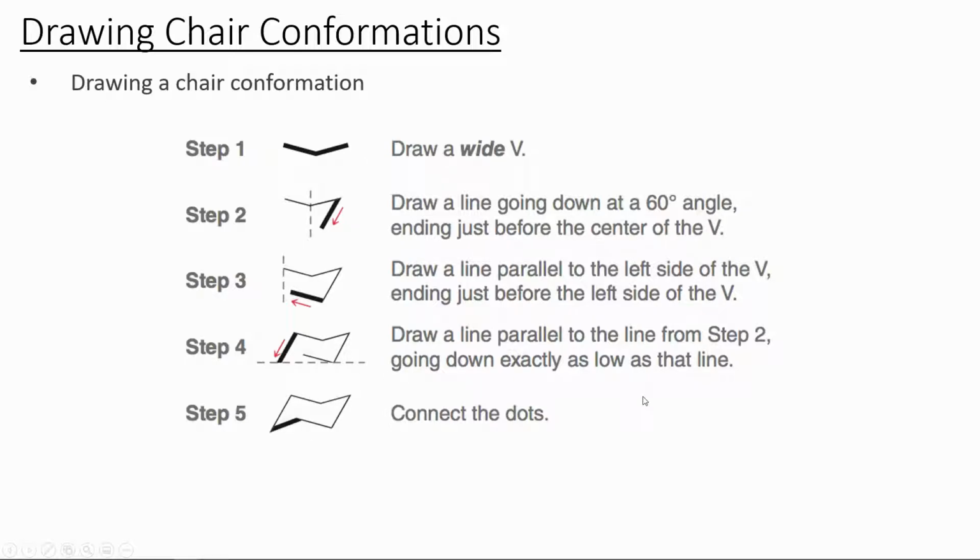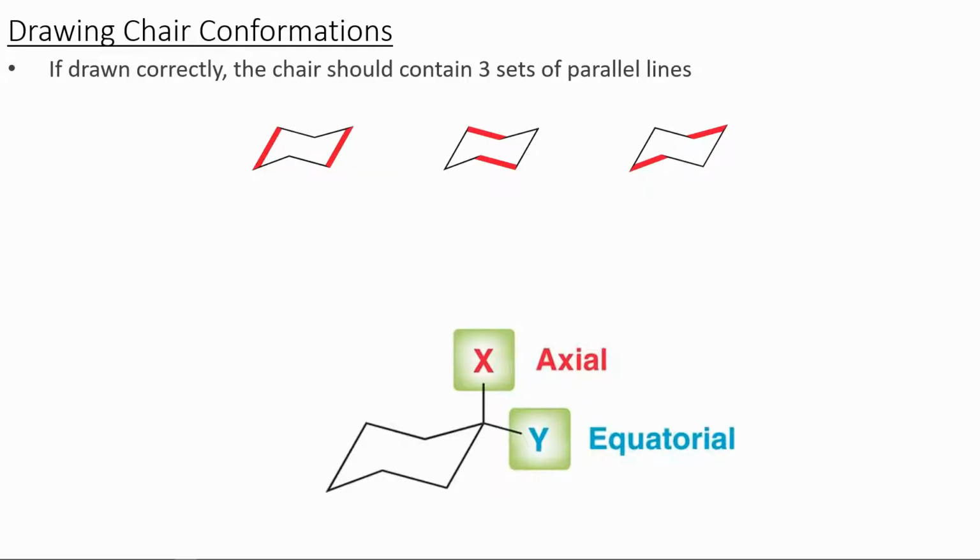And so you're basically drawing out 3 sets of parallel lines, and the best advice I can give you is to just practice. Draw as many of these as you can, because we'll be using cyclohexane a lot throughout the course, so you need to be able to draw the 2 different chair conformations. You can kind of compare the molecules here on top to the molecules on bottom. They're just flipped from the different sides. So if drawn correctly, the chairs should contain 3 sets of parallel lines, and they're highlighted here in red.